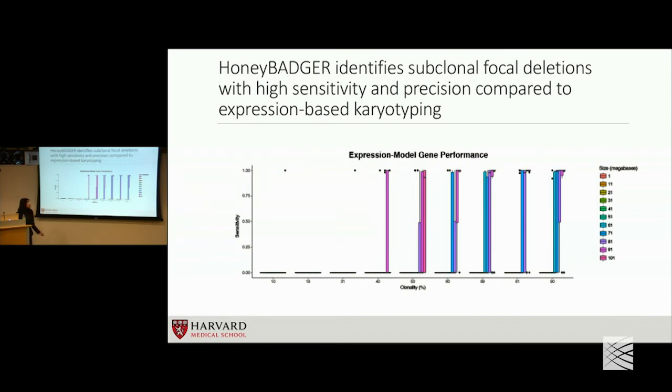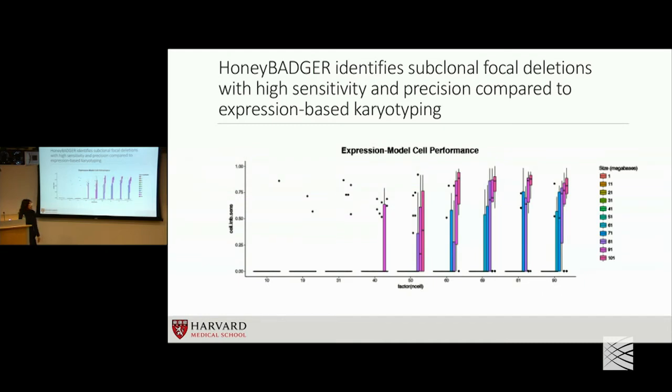And when we compare it to the gene expression karyotyping, we can see that for chromosome arm level or chromosome level deletions, the gene expression karyotyping approach does extremely well. But of course, for very small, like 10 megabase level deletions, the expression-based karyotyping method is substantially less sensitive and precise. And similarly, we can see that for the ability to distinguish normal and tumor cells as well, the expression-based karyotyping approach, while very powerful for identifying large chromosome arm level alterations, is really struggling when it comes to smaller focal deletions.